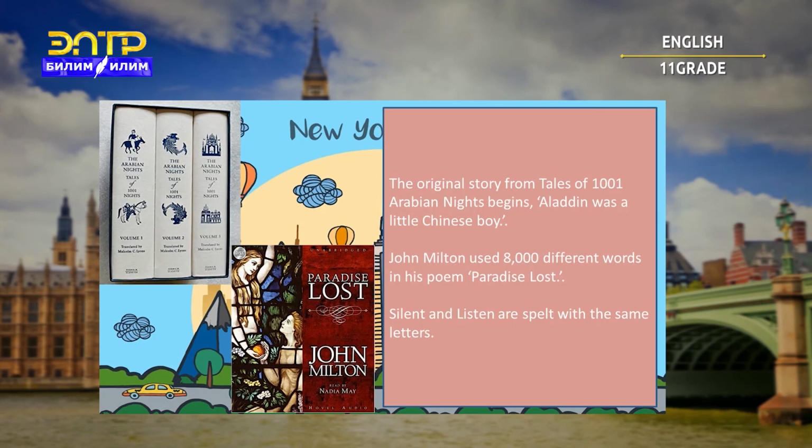The original story from Tales of 1001 Arabian Nights begins: Aladdin was a little Chinese boy. John Milton used 8,000 different words in his poem Paradise Lost. Silent and listen are spelled with the same letters.